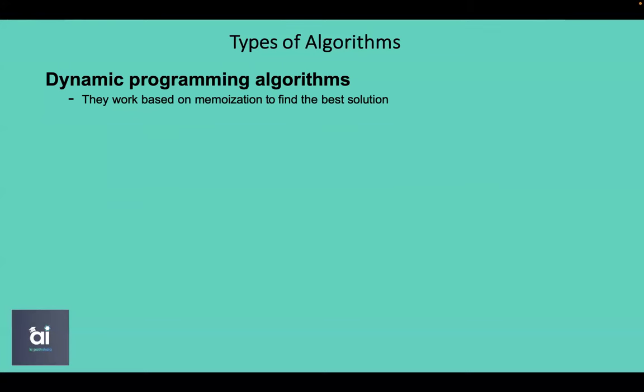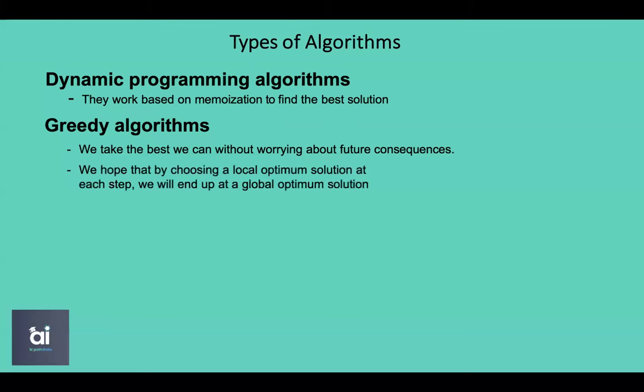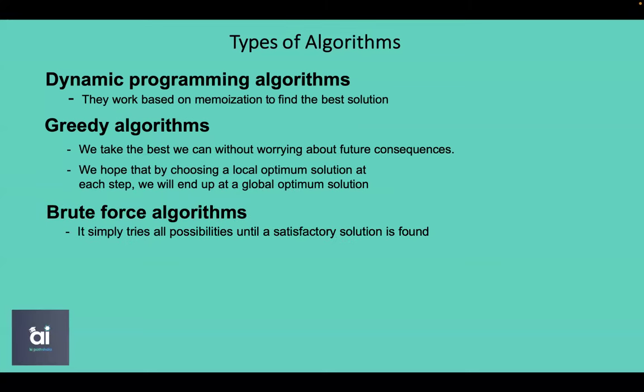The next type of algorithm is greedy algorithms. In this algorithm, we take the best case we can without worrying about the future consequences. We hope that by choosing a local optimum solution at each step, we will end up at a global optimum solution. The next type of algorithm is brute force algorithm. It simply tries all possibilities until a satisfactory solution is found.